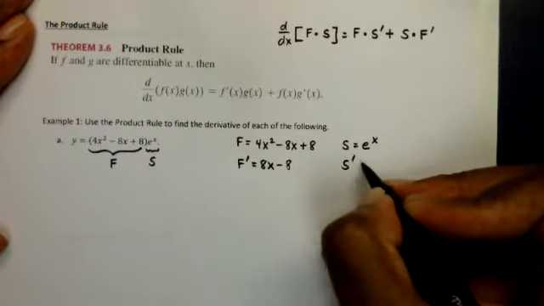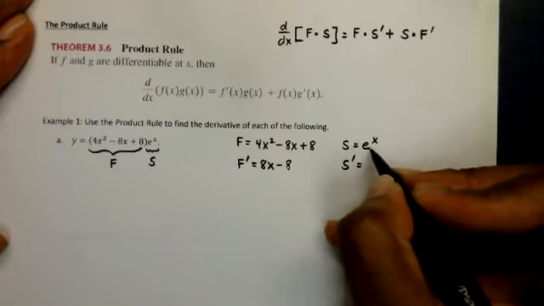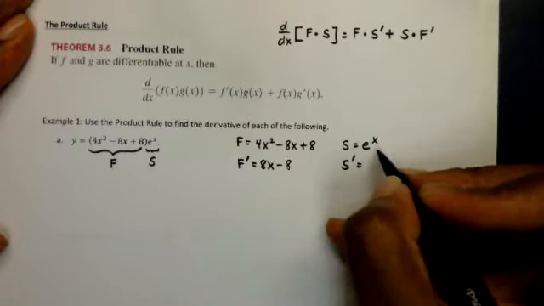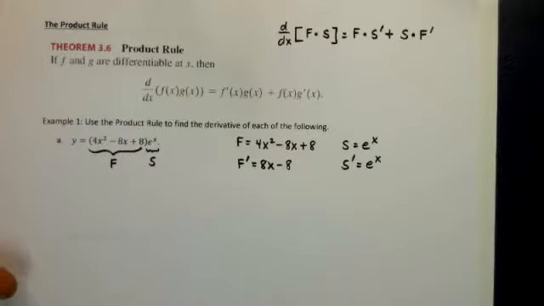And then the derivative of the second: well, the second is e to the x, so the derivative of the second will also be e to the x. Okay, because e to the x is the easiest derivative to take. That's because the derivative of e to the x is e to the x.